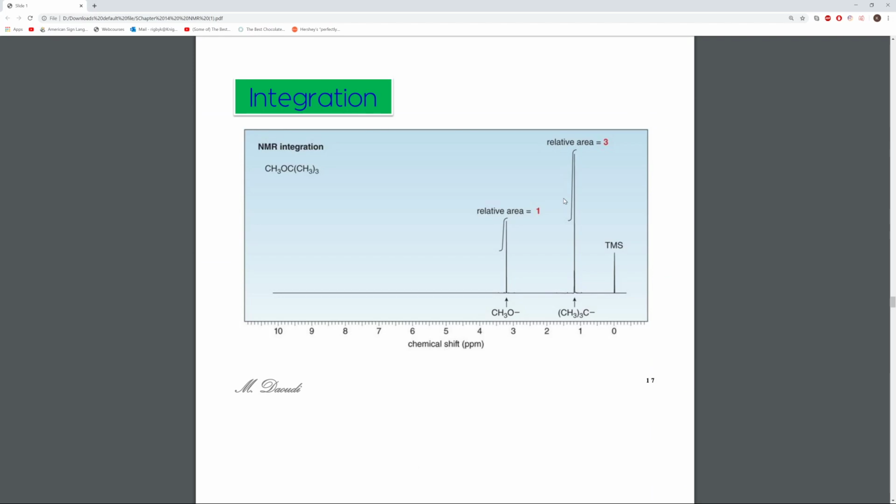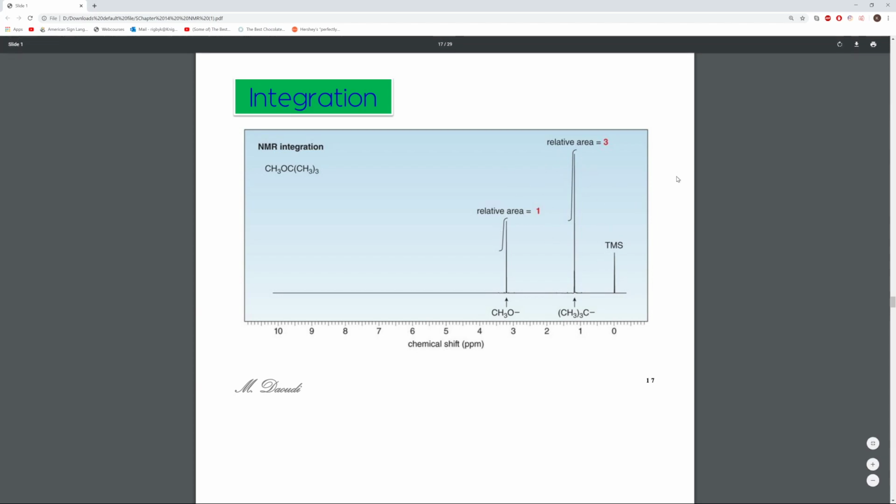Okay, so integration, if you're not big into math, what integration means is the area underneath the curve. So if we're looking at these different curves here, CH3O versus CH3 three times C, this curve on the right is 3 times the amount of the curve on the left. So that means its relative area is 3 versus the relative area of this 1.